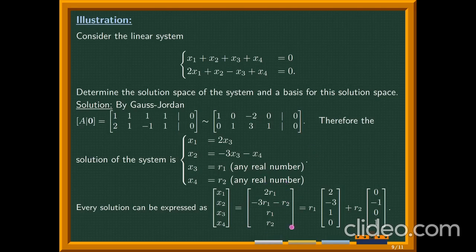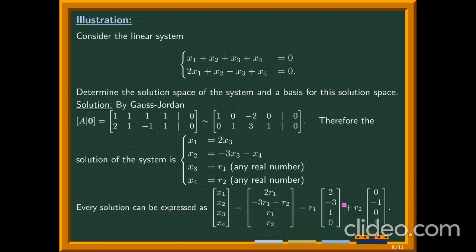Now observe that this vector here can be expressed as a linear combination of two vectors. Okay, so essentially we just split this vector into a sum of two vectors because there are two free variables. So two vectors where the first vector involves only r1, the other vector involves only r2. So that will be the vector 2r1, negative 3r1, r1, 0, plus the vector 0, negative r2, 0, r2.